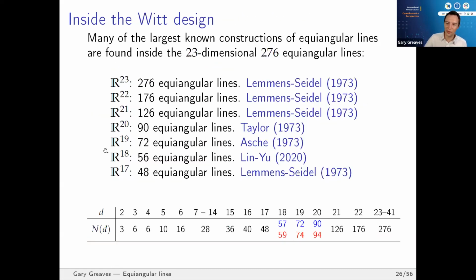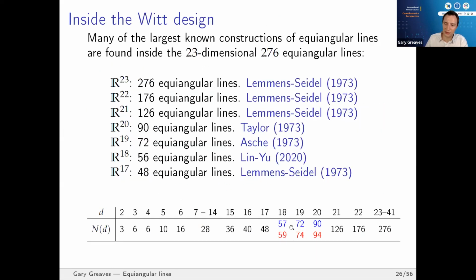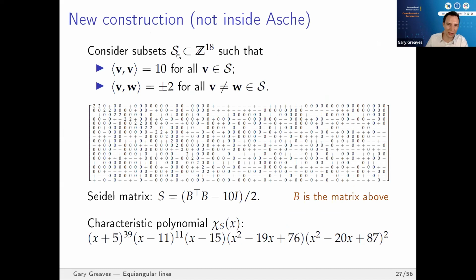Okay, so now I want to comment on this 56 in dimension 18. Because of all these other good constructions from the Witt design, it's a good idea to look inside the Witt design. So far, the best known construction in dimension 18 coming from the Witt design corresponds to 56 equiangular lines. However, we found a totally independent construction. So I'll show you how to get 57 lines. You can get 57 equiangular lines in dimension 18 in the following quite simple way.